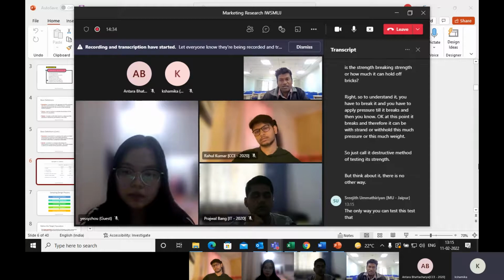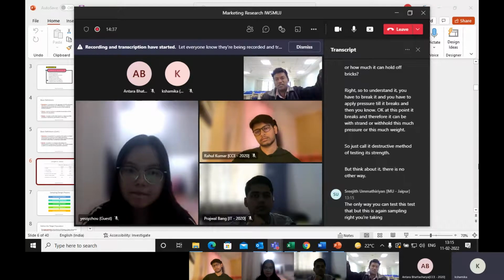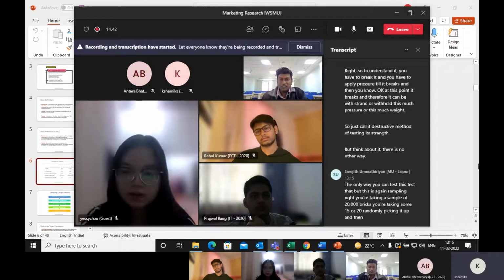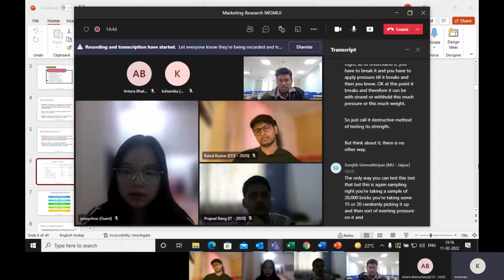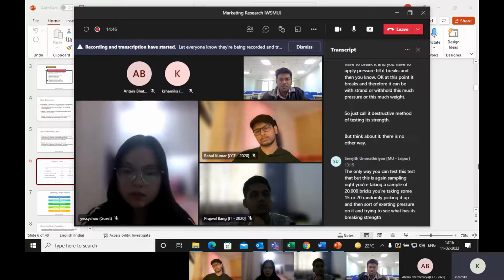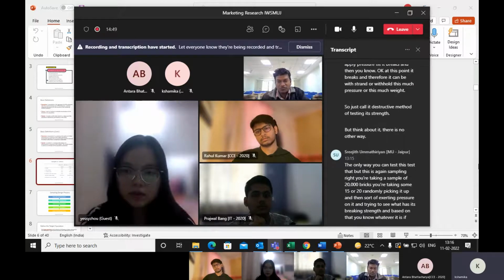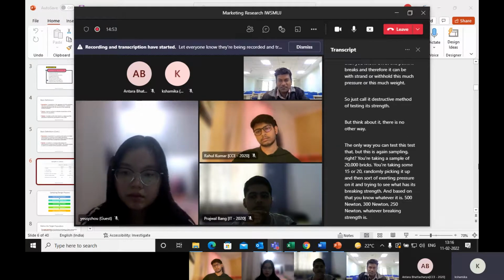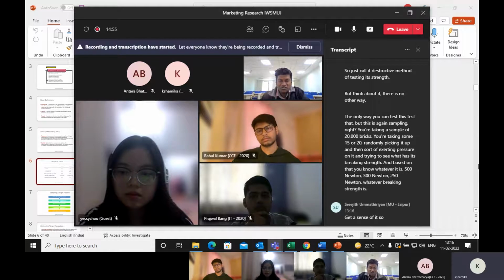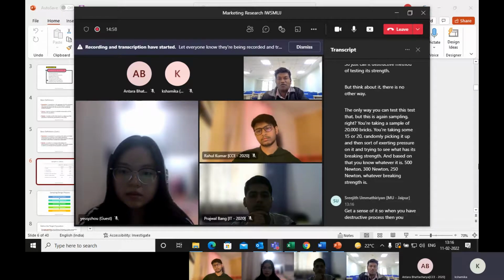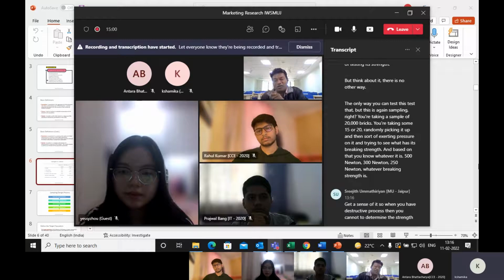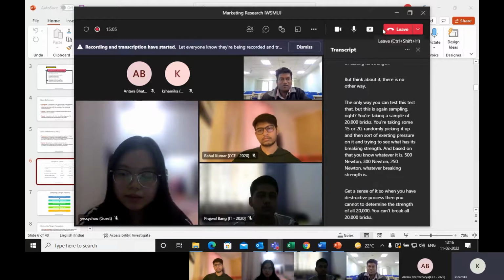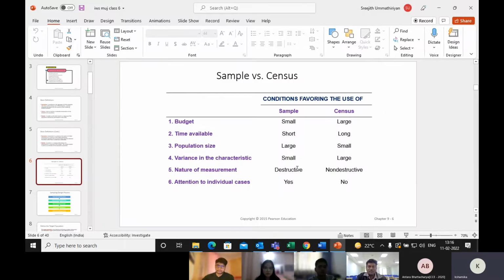But this is again sampling, right? You're taking a sample out of 20,000 bricks, you're taking some 15 or 20, randomly picking it up, and then exerting pressure on it and trying to see what is its breaking strength. And based on that, whatever it is, 500 Newton, 300 Newton, 250 Newton, whatever breaking strength is. Get a sense of it? So when you have destructive processes, to determine the strength of all 20,000, you can't break all 20,000 bricks. Okay, so that is the whole concept of what destructive sampling is.